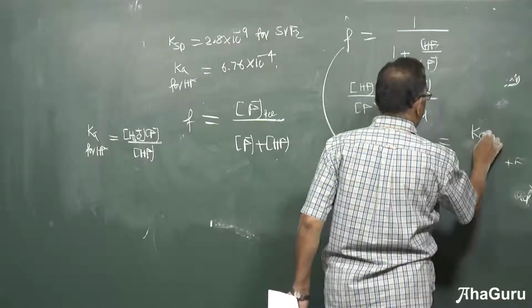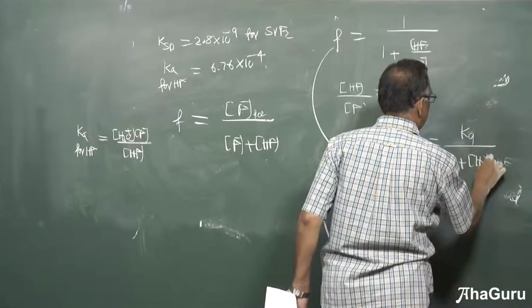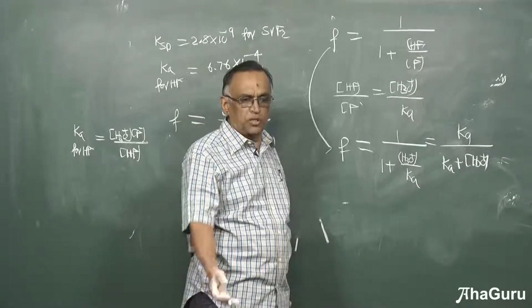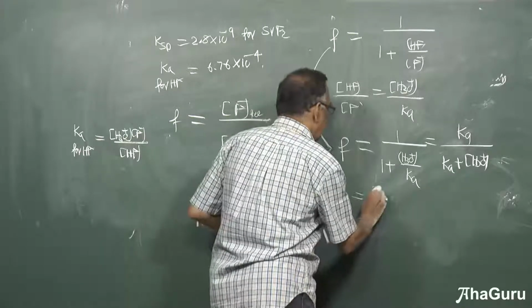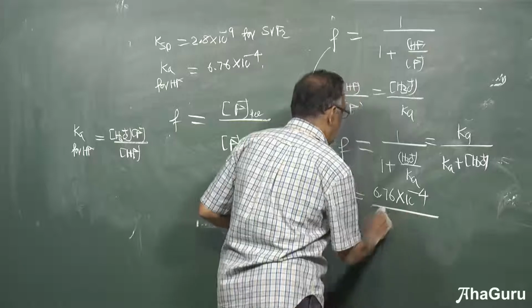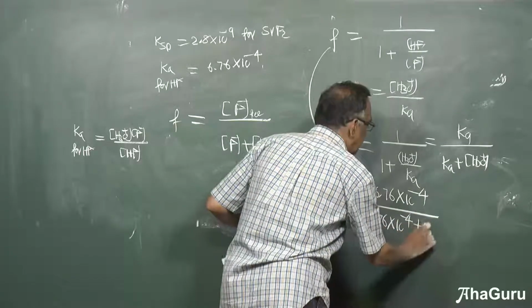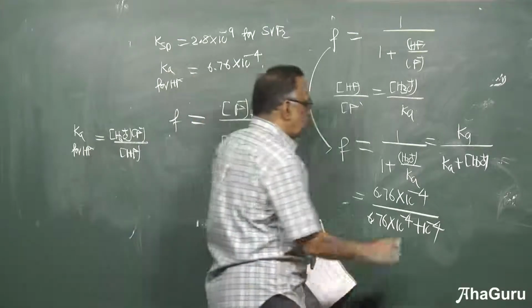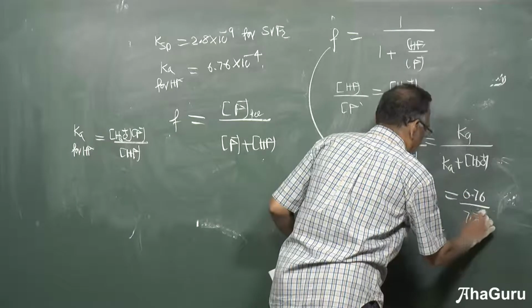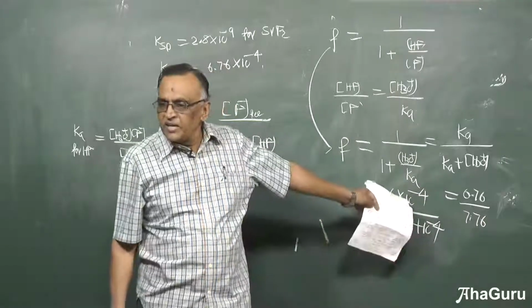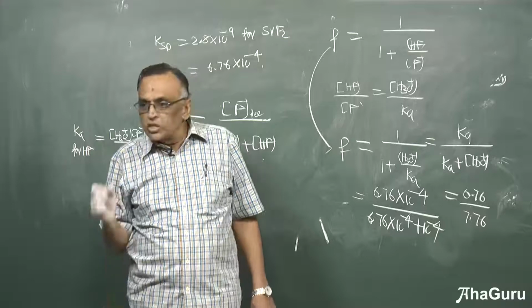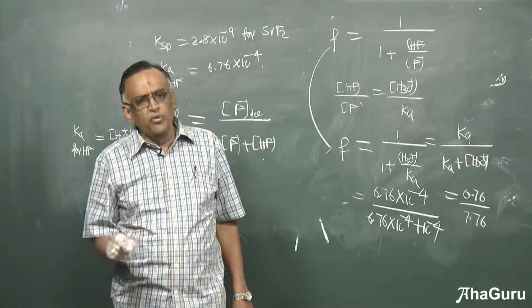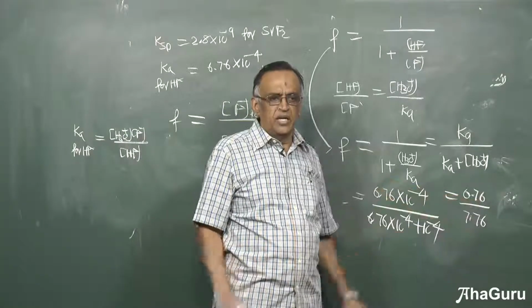What is this? Ka by Ka plus H3O plus. Correct? You understand? Simplify this. You get Ka by Ka plus H3O plus. What is Ka given? 6.76 into 10 power minus 4 divided by 6.76 into 10 power minus 4 plus 10 power minus 4. Take 10 power minus 4 out and cancel it. What do you get? 6.76 by 7.76, which is obviously a fraction. It cannot be equal to 1, it cannot be greater than 1. Out of the total fluoride, the effective fraction of fluoride ion which continues to remain as free fluoride ion in a given acidic medium, in this case, is 6.76 by 7.76.